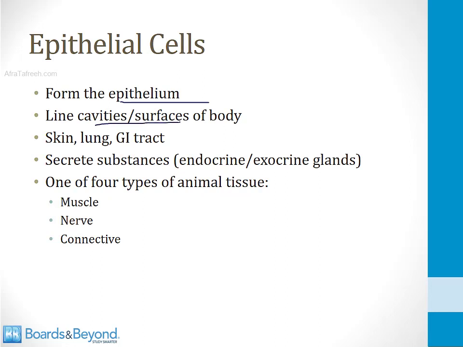So for example, you can find epithelial cells in the skin, you can find them in the lung lining the airways, you can find them in the GI tract lining the bowel. These cells also secrete substances. In some cases, they form the endocrine and exocrine glands of the body. And they're one type of the four major types of animal tissue. One type is the epithelium. The other three types are muscle tissue, nerve tissue, and connective tissue.